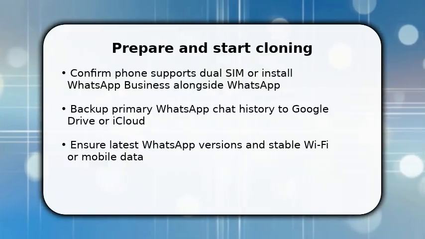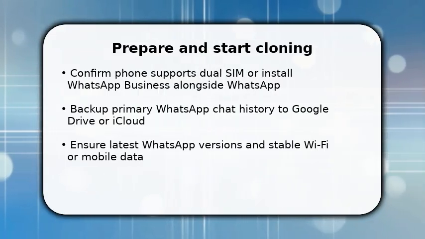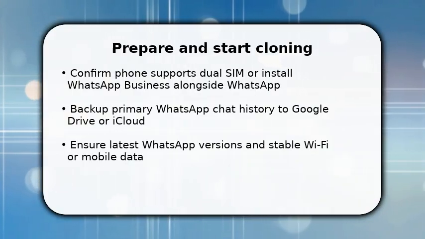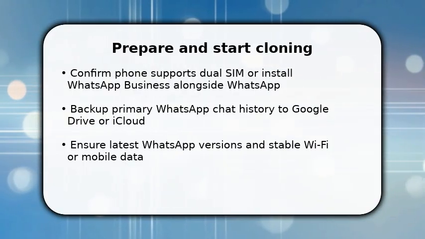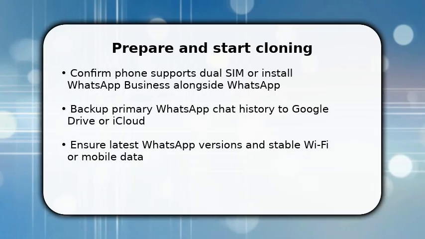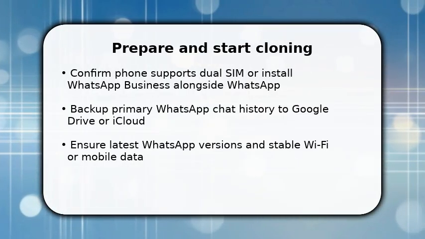You'll begin by confirming hardware and accounts. If your phone has dual SIM, keep both active. Otherwise, plan to use WhatsApp Business alongside your main app. Once done, back up your primary WhatsApp to Google Drive or iCloud so you can restore chats. Make sure both apps are updated and you have stable Wi-Fi or mobile data.